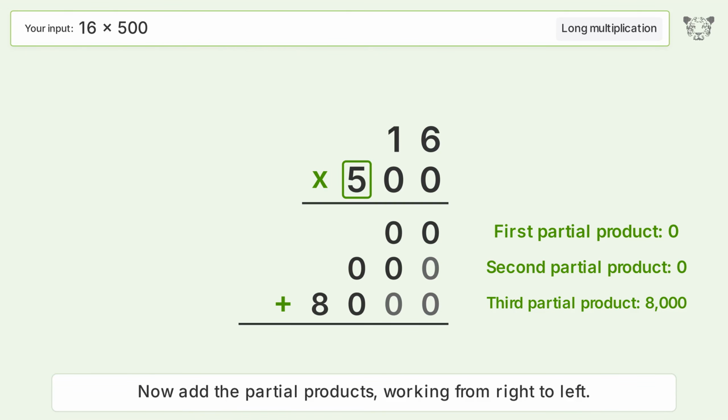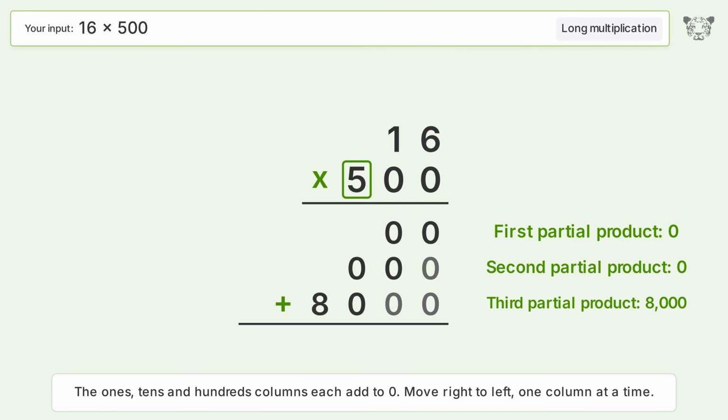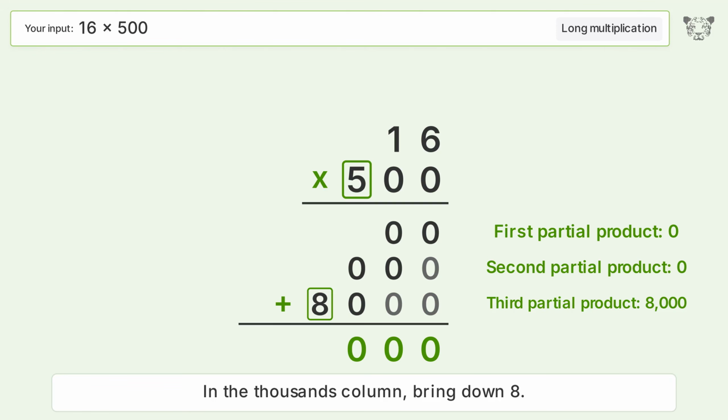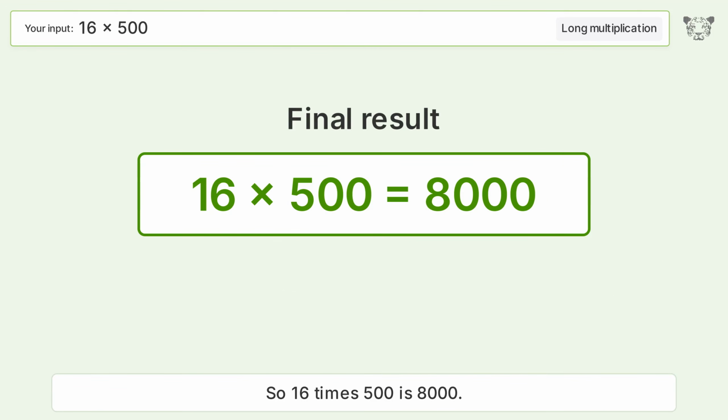Now add the partial products, working from right to left. The ones, tens, and hundreds columns each add to 0. Move right to left, one column at a time. In the thousands column, bring down 8. The whole product is 8,000. So 16 times 500 is 8,000.